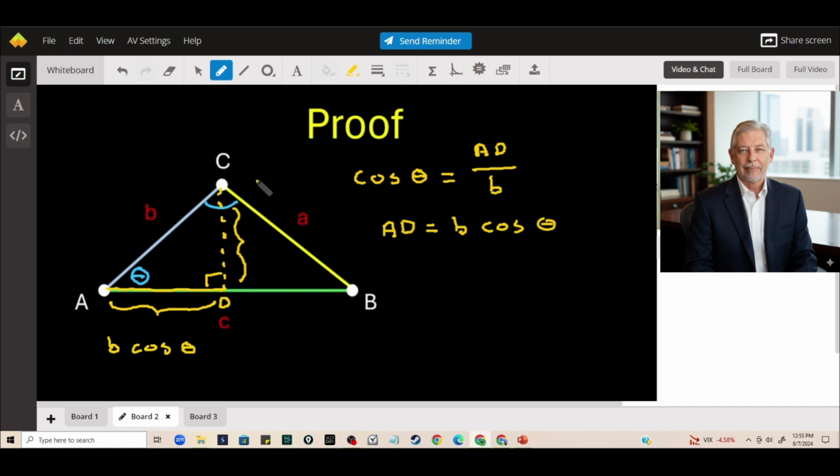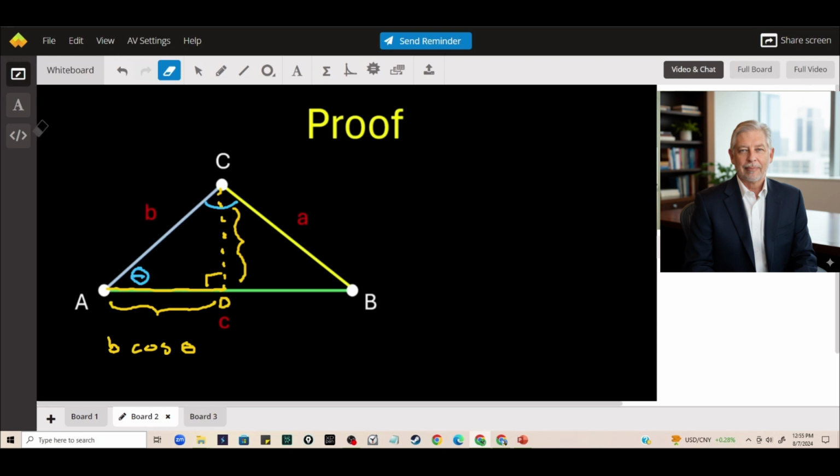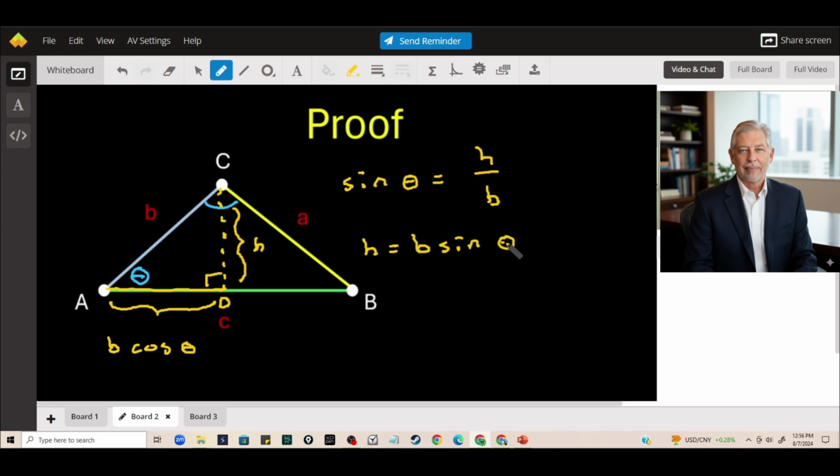Okay, now for the formula for the height, I'm going to erase this. Here's the height. We'll say h. Now we know that the sine of A, or the sine of theta, is equal to the opposite side h over B, or we just say that h is equal to B sine theta. So that's right here, B sine theta.